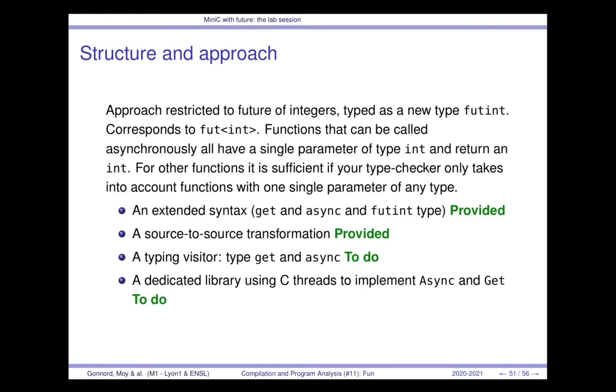The last thing we need is a runtime library that uses C threads to implement async and get. You want to have support from C to have these new features inside your program. So the main thing you will have to do is write in the library the implementation of async and get, relying on a skeleton of the library that we will provide to you.